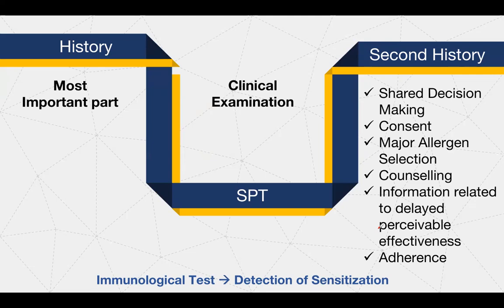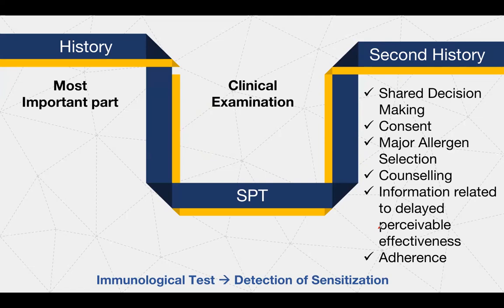Then of course, there is a role of the skin prick test, which is one type of immunological test to detect sensitization. But again, we need to re-emphasize that it detects sensitization only. We know the difference between sensitization and allergy now. So to stamp the case as a pure clinical allergy patient, we need to take a second history, and that can confirm this could be a major allergen for the patient. The second history is very critical before deciding on allergen immunotherapy, which comprises, number one, shared decision making.